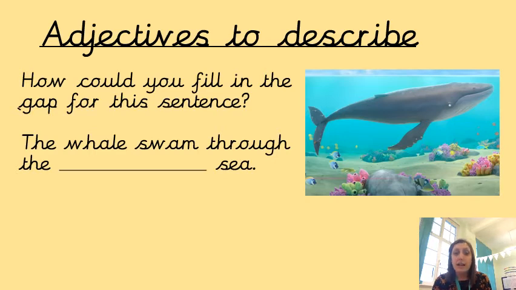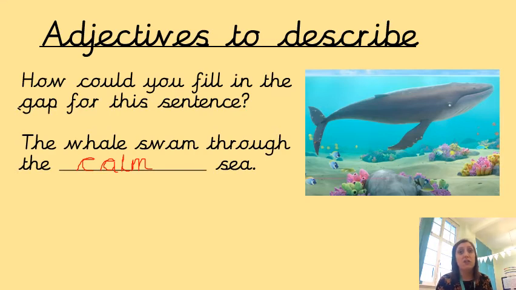I'm going to give you one as an example. I'm going to see if I can write it. So you could say the whale swam through the, it's hard to type, or the calm, because that picture to me, that sea looks lovely and calm. So the whale swam through the calm sea. Okay, it's your turn now. You're going to need to pause me and write your own sentence to describe the sea. Yesterday we described the whale, now we're describing the sea.